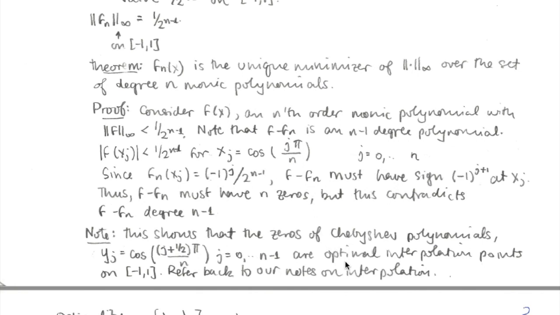And if you go back to our interpolation notes, this is what shows that if you use the zeros of the Chebyshev polynomials, then you have an optimal interpolant, in terms of the interpolant that minimizes the maximum value of the error over the interval minus 1 to 1.